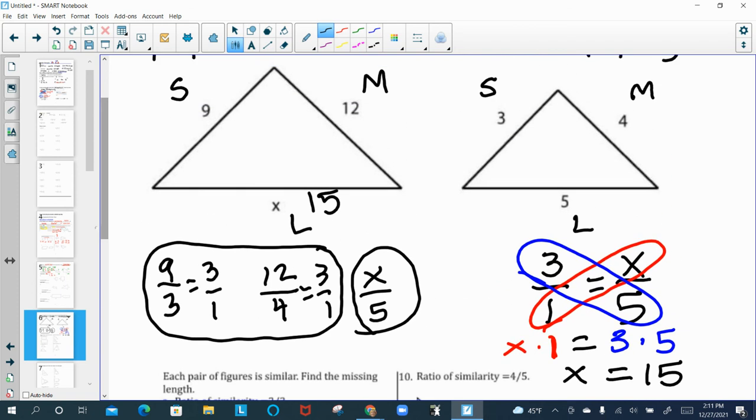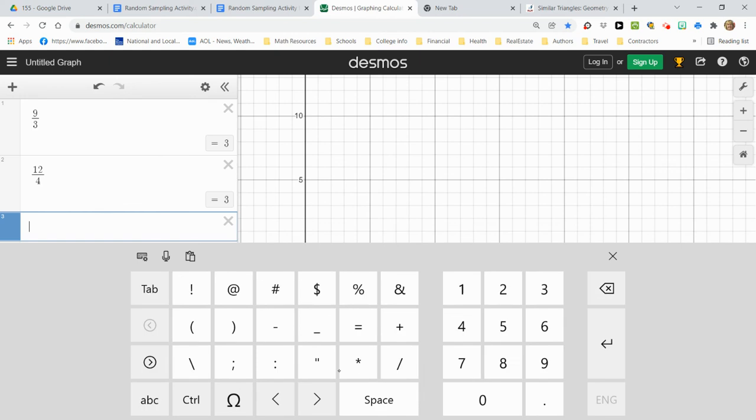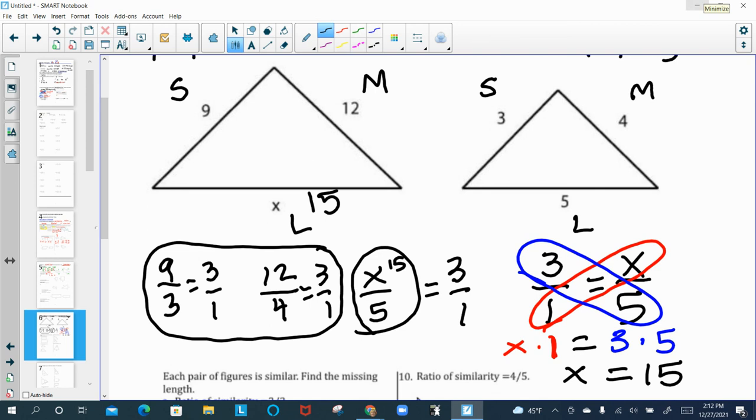And we can check that. We can say, hey, what if we now put this 15 back in here? Would that 15 divided by 5 still be 3 to 1? Let's try it out. 15 divided by 5 is still 3. So what that does is it helps us solve for the missing side, but it keeps that scale factor the same between all three ratios.